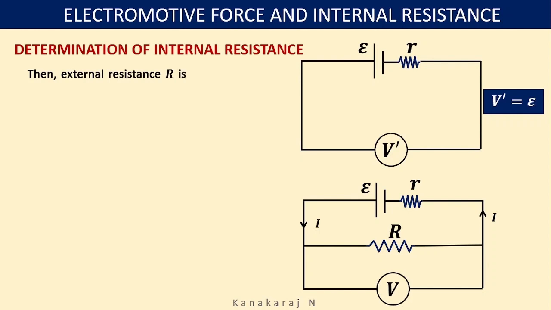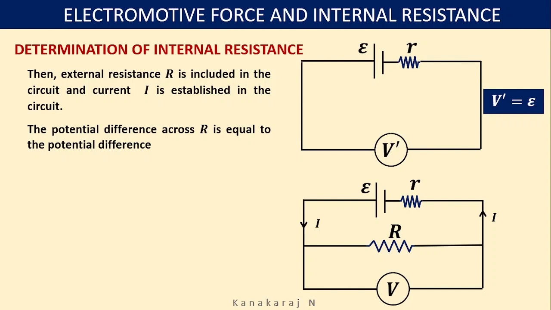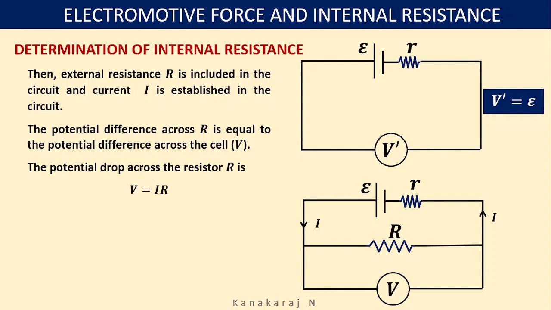Then external resistance R is included in the circuit and current I is stabilized in the circuit. The potential difference across R is equal to the potential difference across the cell, V. The potential drop across the resistor R is V equals I times R. Let us write V equals I times R close to the diagram.